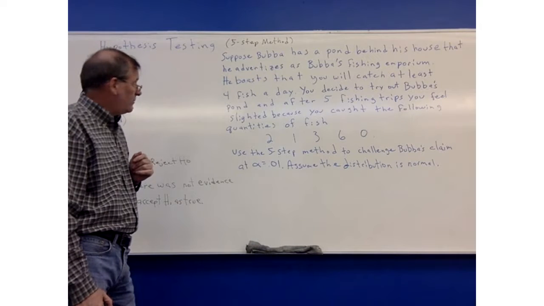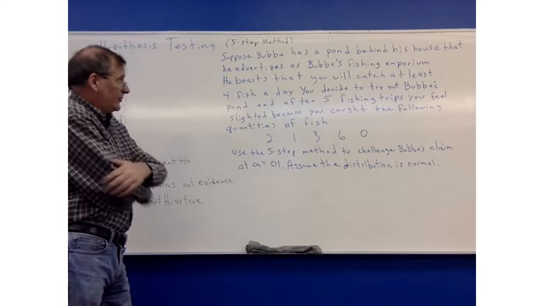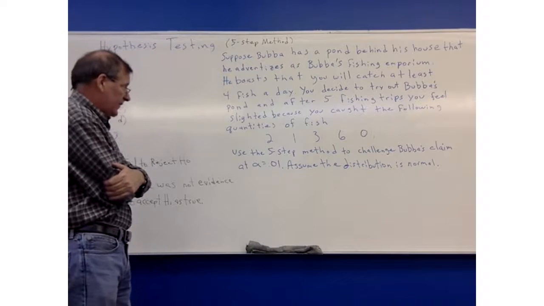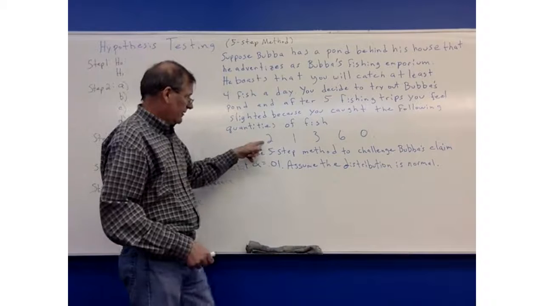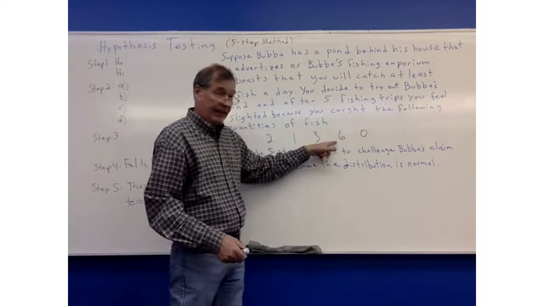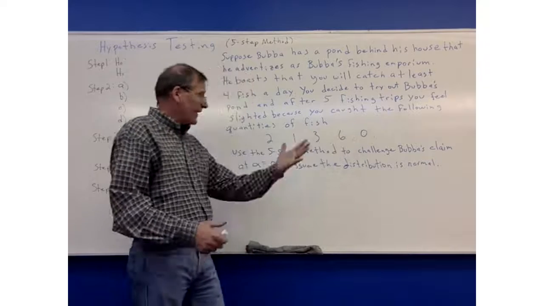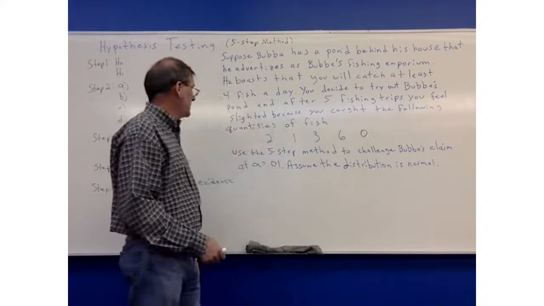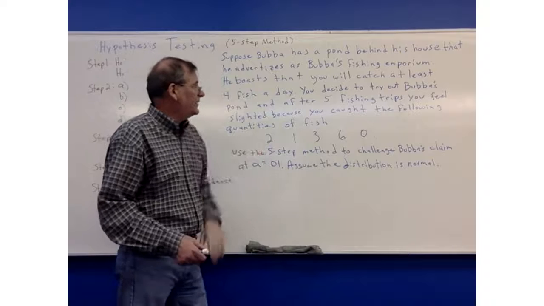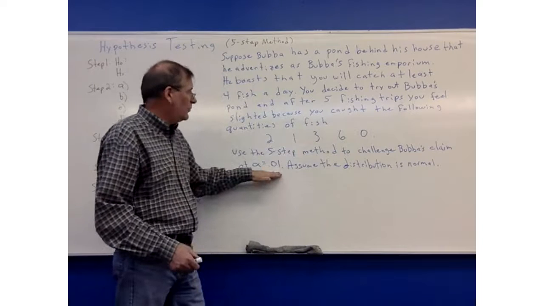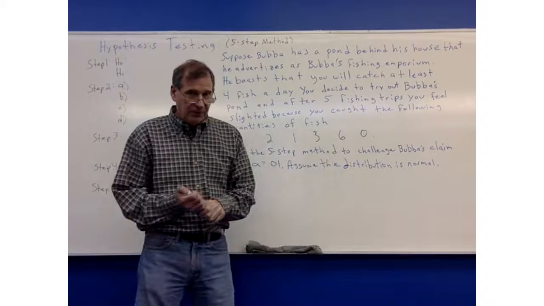You decide to try out Bubba's pond, and after 5 fishing trips, you feel slighted because you caught the following quantities of fish. Less than 4, less than 4, less than 4. Hey, you finally caught more than 4, less than 4. Out of 5 days, you got less than 4 times. You use the 5-step method to challenge Bubba's claim, where alpha is 0.01. Assume the distribution is normal.